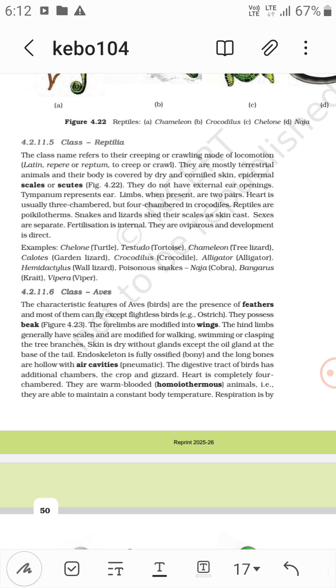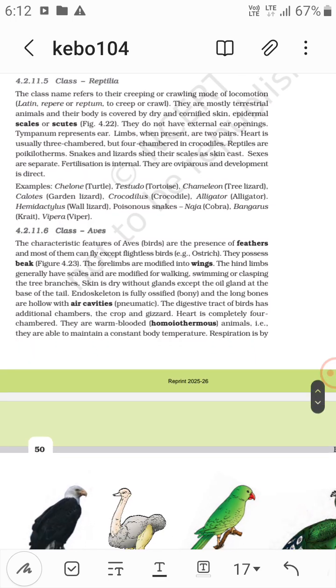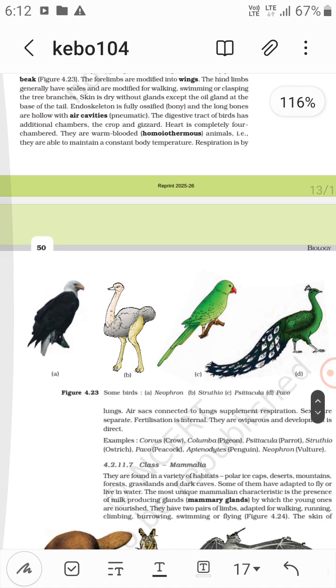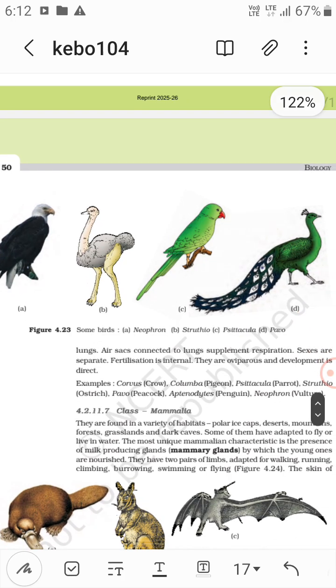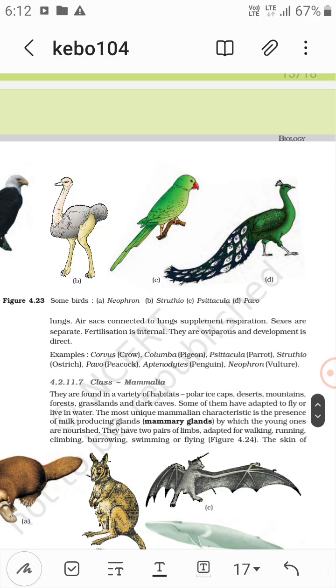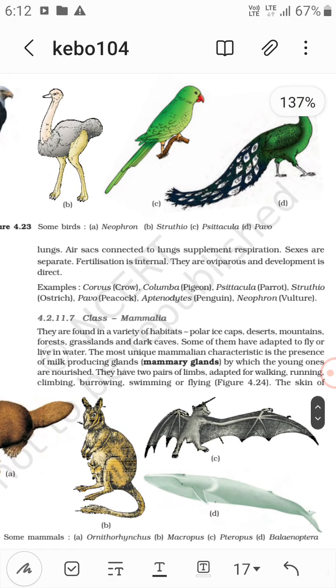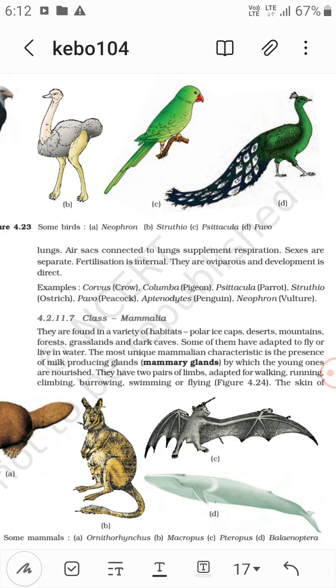The digestive tract of birds has additional chambers, the crop and gizzard. And the heart is completely 4-chambered. They are warm-blooded homeothermous animals, that is, they are able to maintain a constant body temperature. Respiration by lungs, they have air sacs that supplement their respiration. Sexes are separate, fertilization is internal. Examples: Corvus, crow, Columba, pigeon, Psittacula, parrot, Struthio, ostrich, Pavo, peacock, Aptenodytes, that is penguin, and Neophron, that is vulture.